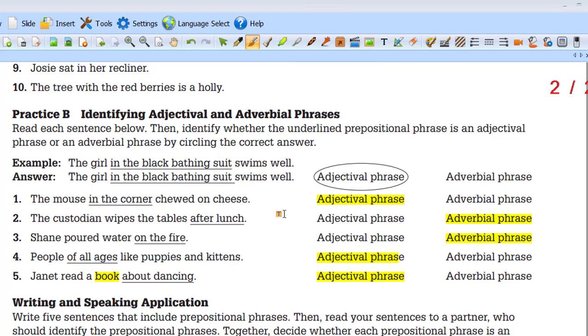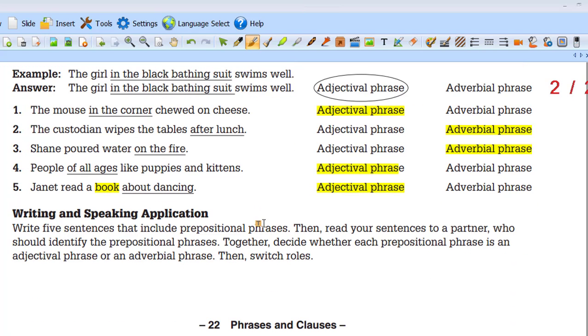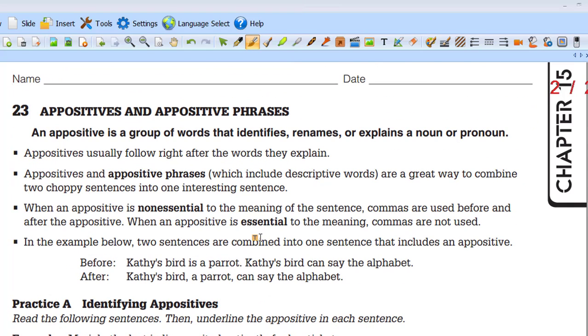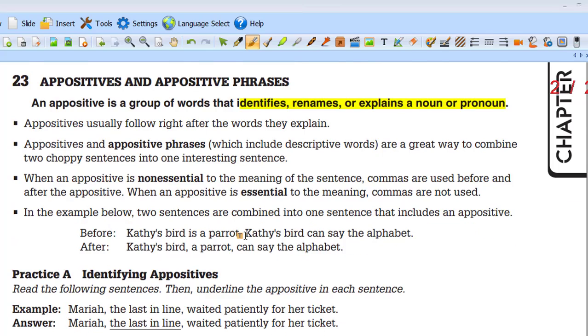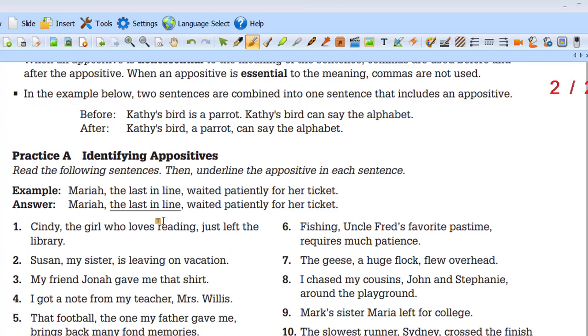They may be adverbial or adjectival phrases, and you have to decide which one is adverbial and which one is adjectival. The appositive and appositive phrase. As you know, the appositive is a group of words that identify names or explain a noun or pronoun. In other words, appositives give us extra information about the noun they talk about or modify. And here you have some examples, and then we have our exercise here. Just underline the appositive phrase.